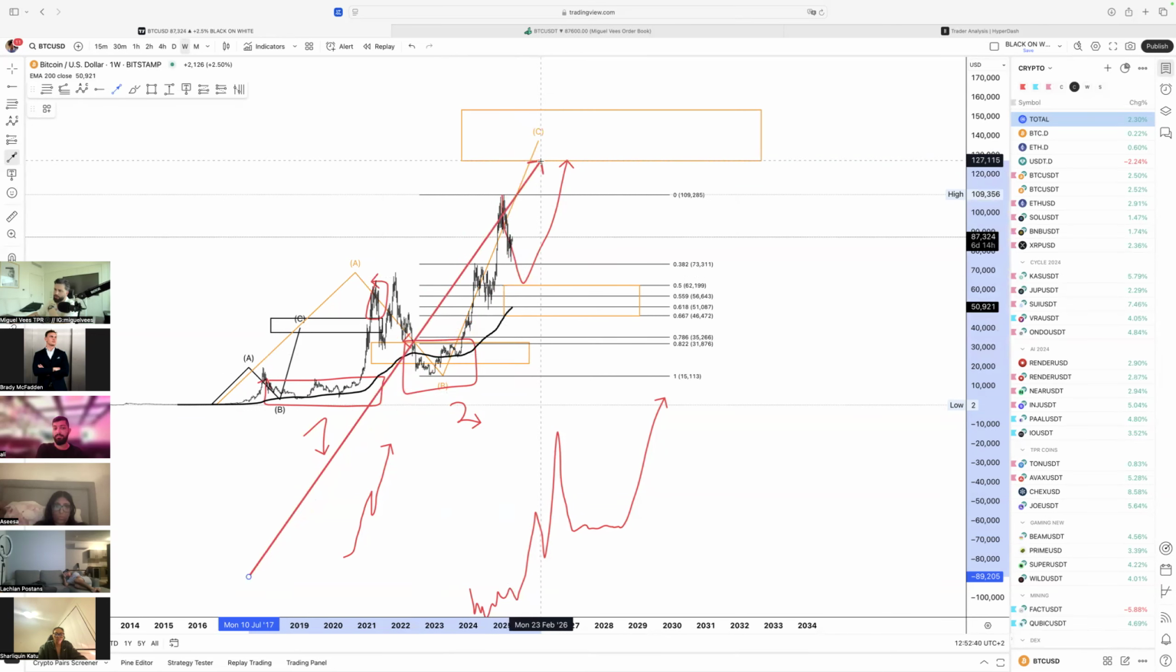So most likely Bitcoin will not overextend this C target, but hit it and then come back into a correction. That's my expectation because of the stability. So what Bitcoin is doing right now is exactly what it needs to do.